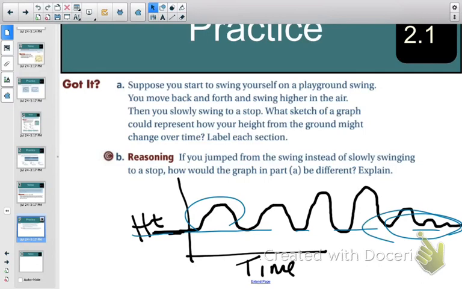No harm done there. But yeah, so those are how you can relate graphs to scenarios or numbers or tables, things like that. And that's how we can use that.